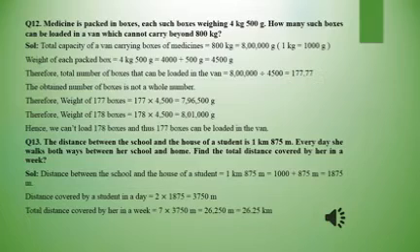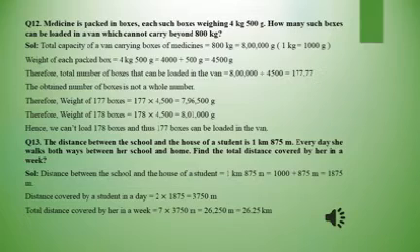Next question is question number 13. The distance between the school and the house of a student is 1 kilometer 875 meter. Every day she walks both ways between her school and her home. Find the total distance covered by her in a week. So we have a student. She travels from her house to the school and again from school back to her house, and the total distance between school and the house is 1 kilometer 875 meter. So we have to find the total distance covered by the girl in a week.